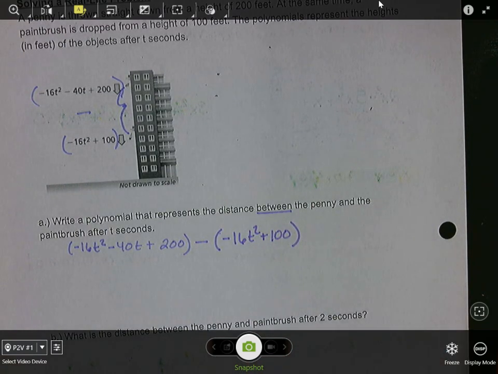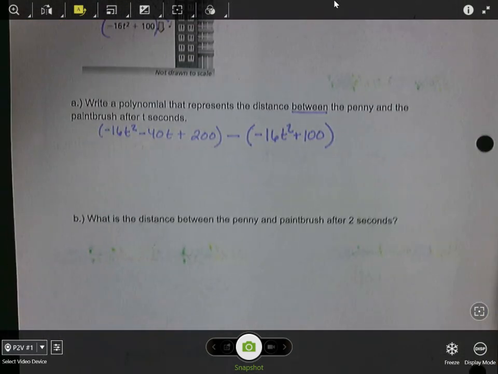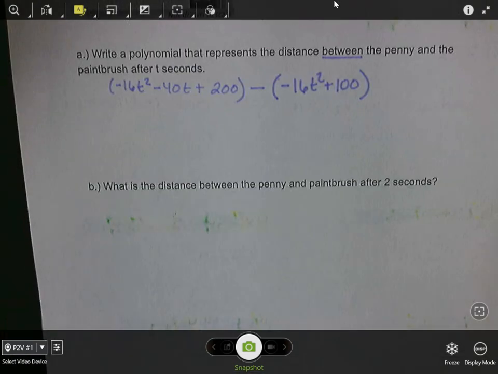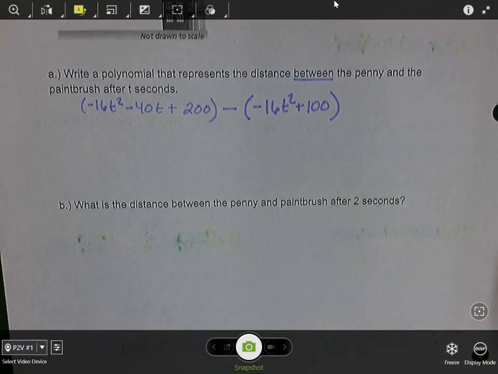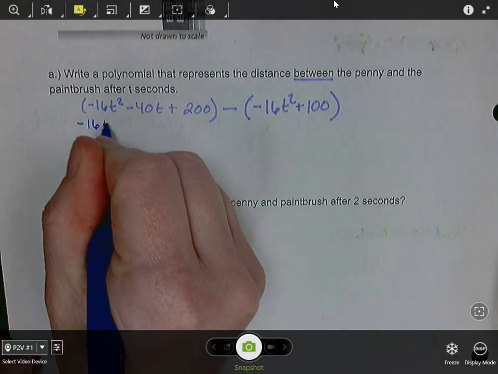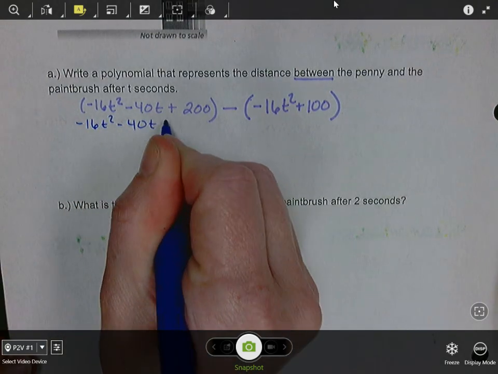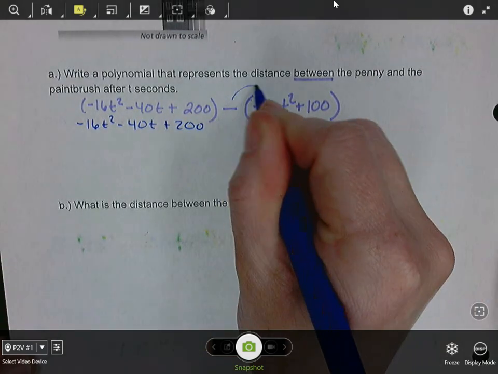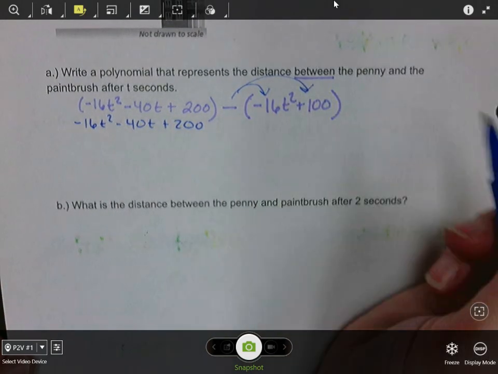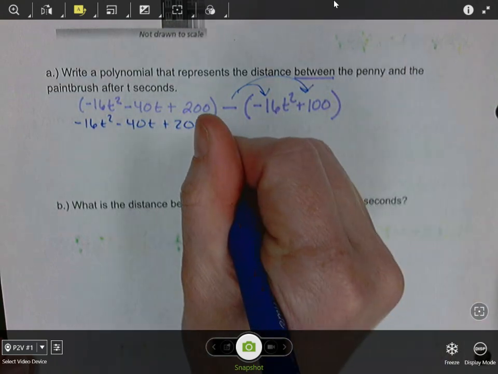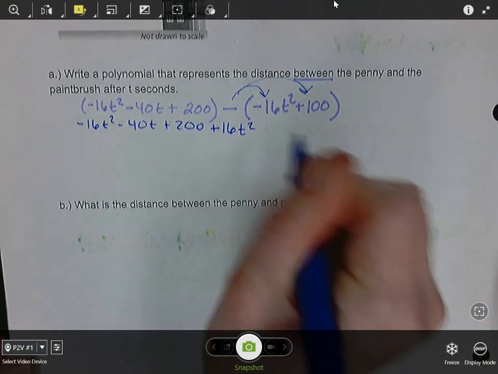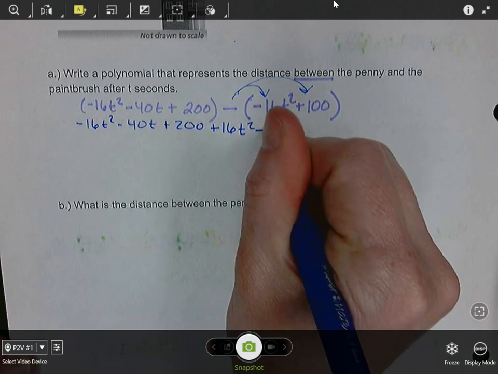Okay. Now you would do exactly what we did on the front page with subtraction. And guys, I hope you can see that on the screen because it's real blurry to me, I'm pretty much blind. Okay. When you're subtracting, remember the first one stays the same. So negative 16t squared minus 40t plus 200. And then we distribute the negative. So that negative 16t squared becomes a positive 16t squared. Positive 100 becomes minus 100.